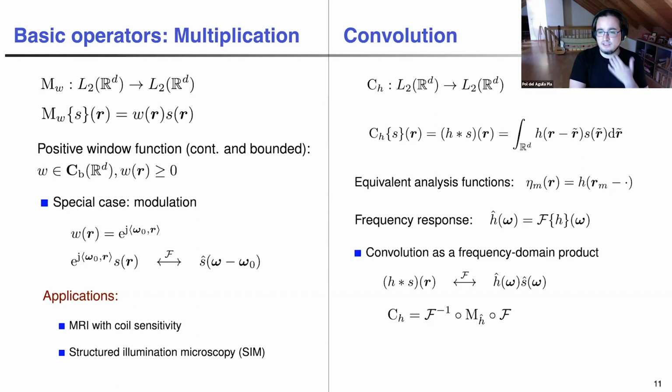So a specifically relevant characteristic of convolution is that if you take the frequency response of the convolutional operator, so simply the Fourier transform of that PSF, the convolution is simply a frequency domain product, meaning that you can implement a convolution by Fourier transforming, multiplying by h hat, and inverse Fourier transform.